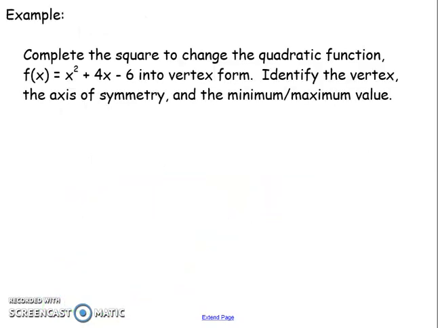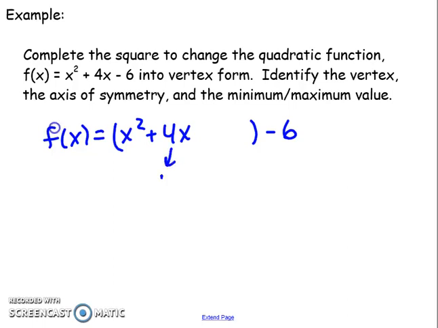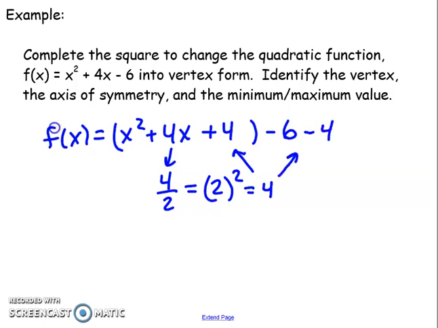Okay, so we're going to try the same thing. So we have f of x equals. We're going to take the a and the b. We're going to leave a space. And we're going to scoot down the c term. Again, a is 1, so we don't have to take anything out. We're going to take 4 and divide it by 2 to get 2. We're going to square it to get 4. We're going to add it back. And because we added it, we're going to subtract it. So our function ends up being x plus 2 squared minus 10.